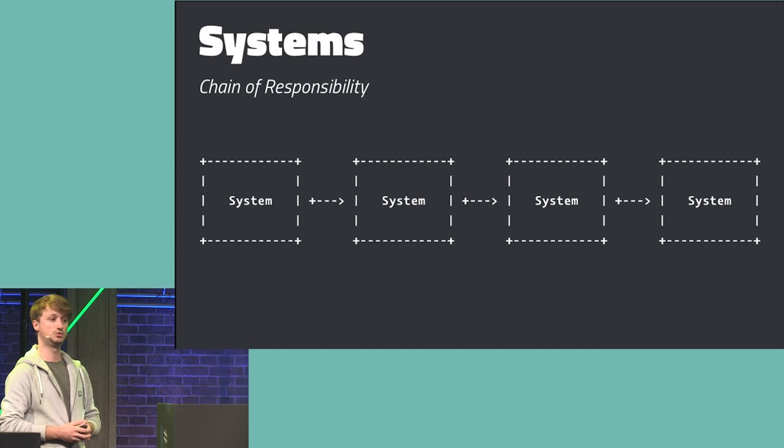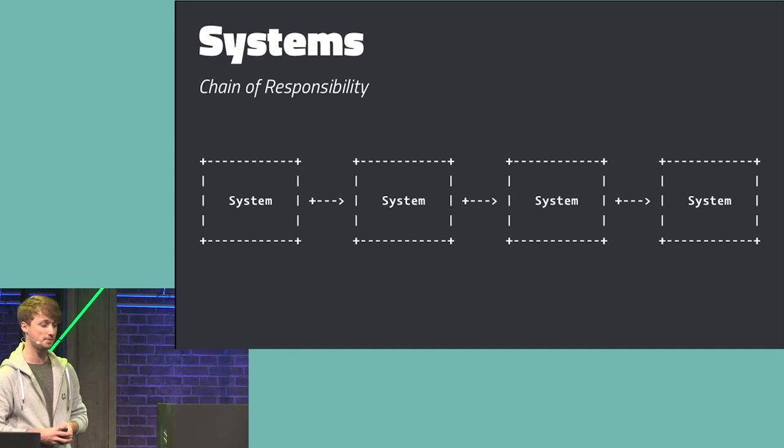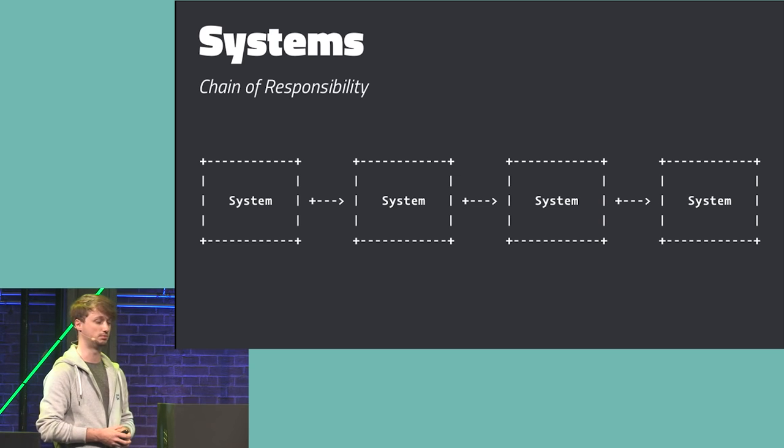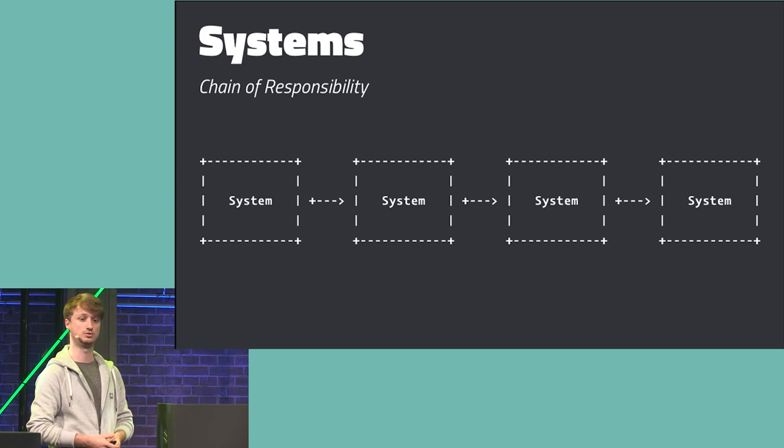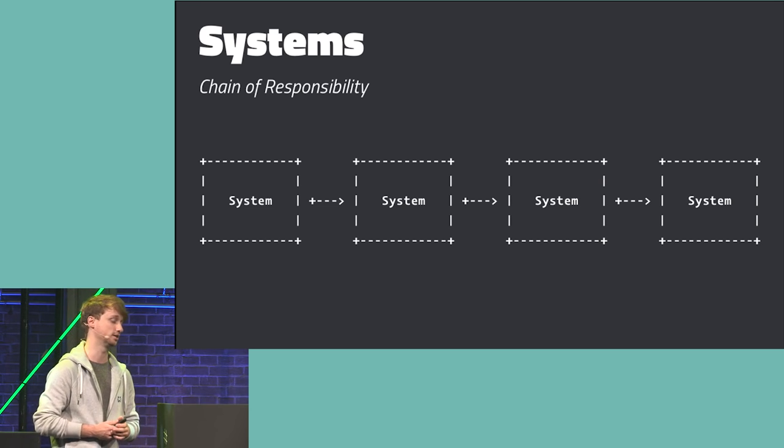Now, in the end, you will end up with a list of systems, each doing one single thing. This is basically your game loop. Now, just imagine how easy it is to introduce a new feature, how easy it is to add a new system into this list, or how easy it is to remove one feature out of this list. And we're going to see this later in a demo also.